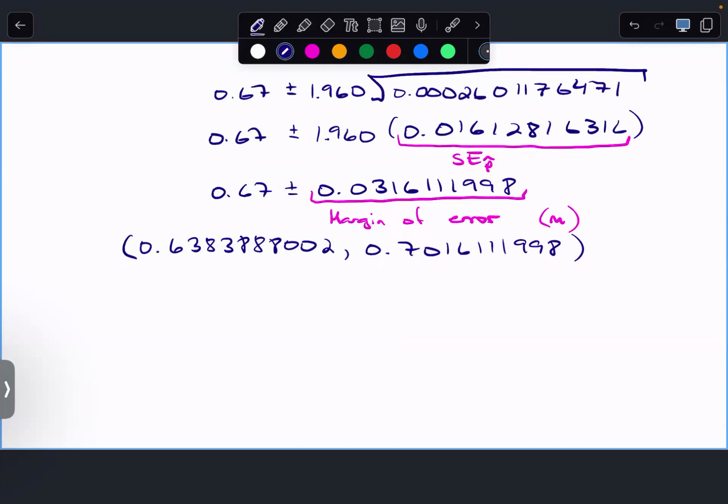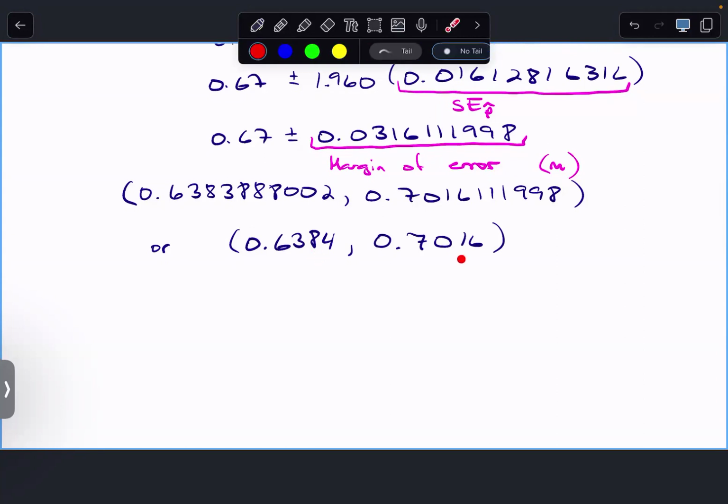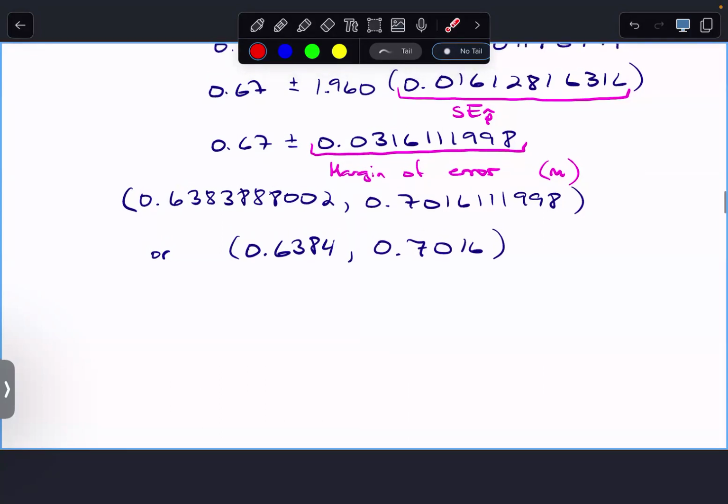We can round these values a little bit, so 0.6384 up to 0.7016. Four decimal places is usually safe. What else could you do? Well, if you're really wild and crazy, you could convert it to a percentage: 63.84% to 70.16%. But then your interpretation has to be in a percentage and not a proportion. Depending on how you want to report it, that's fine.